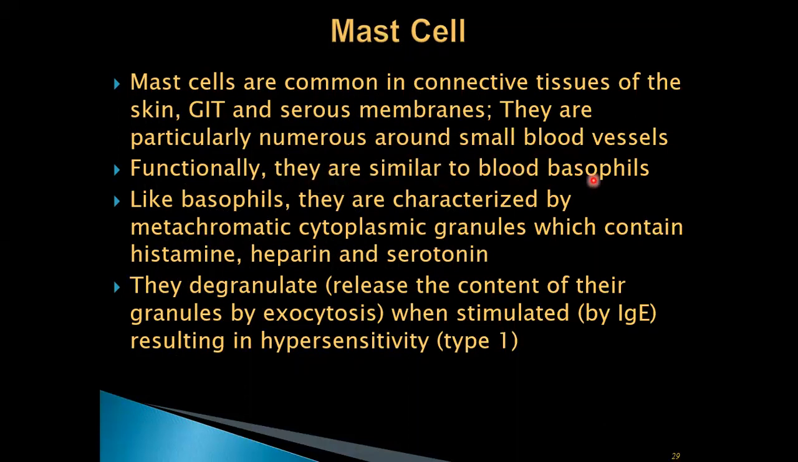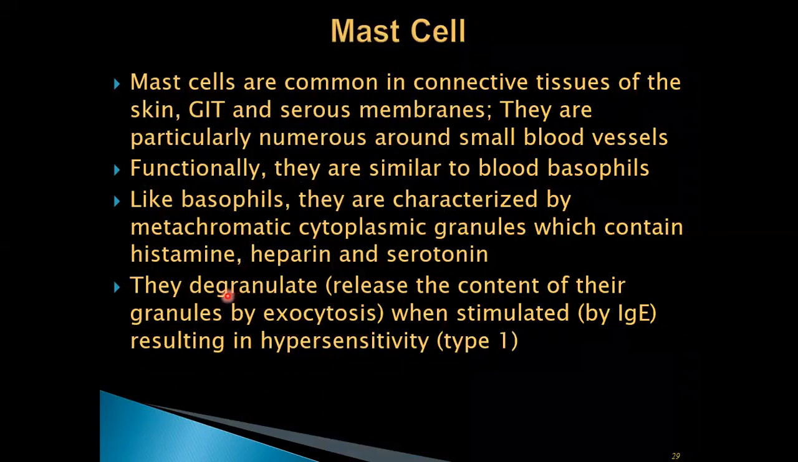Functionally, they are just like basophils. Like basophils, they are characterized by metachromatic cytoplasmic granules. In their cytoplasm they have granules which are metachromatic, meaning they change their color when stained. And just like basophils, they contain histamine, heparin, and serotonin. It's believed that the mast cells have come into the connective tissue from the basophils.